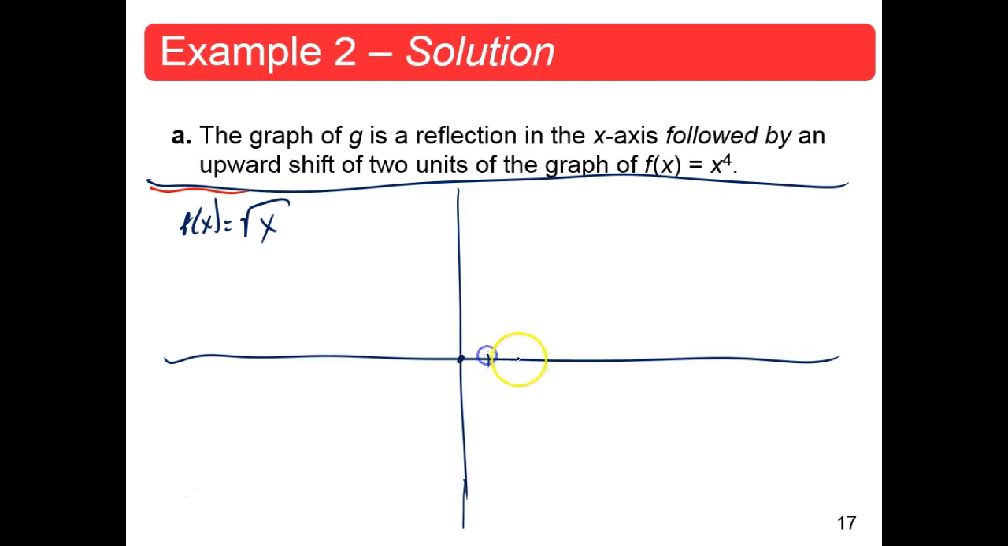Let me count out the axis. Okay, what? 1, 1. There we have it. Say again? 4, 2. Okay, right about there.